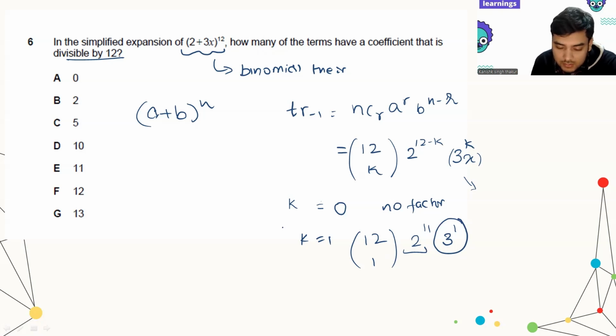So how many terms would be there? You will have 11 terms then. The first term is gone, the other 11 remain, so it would be option E.